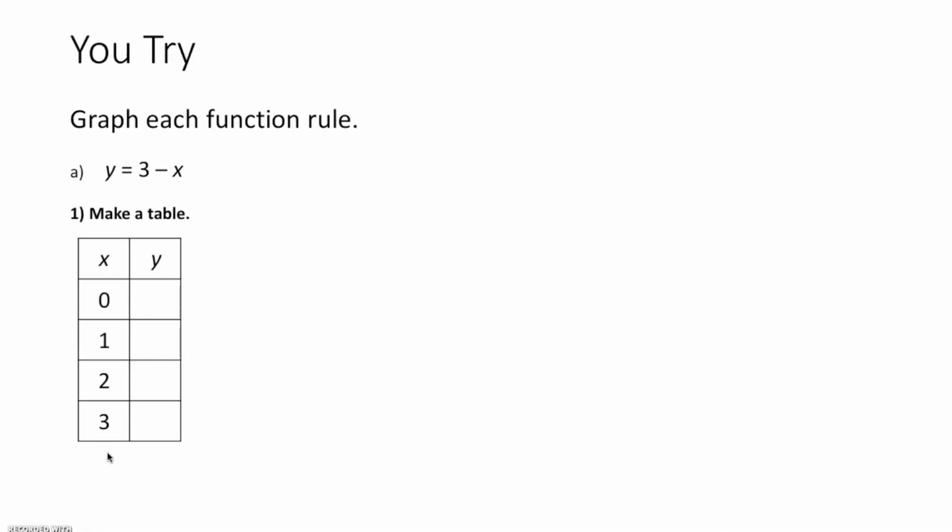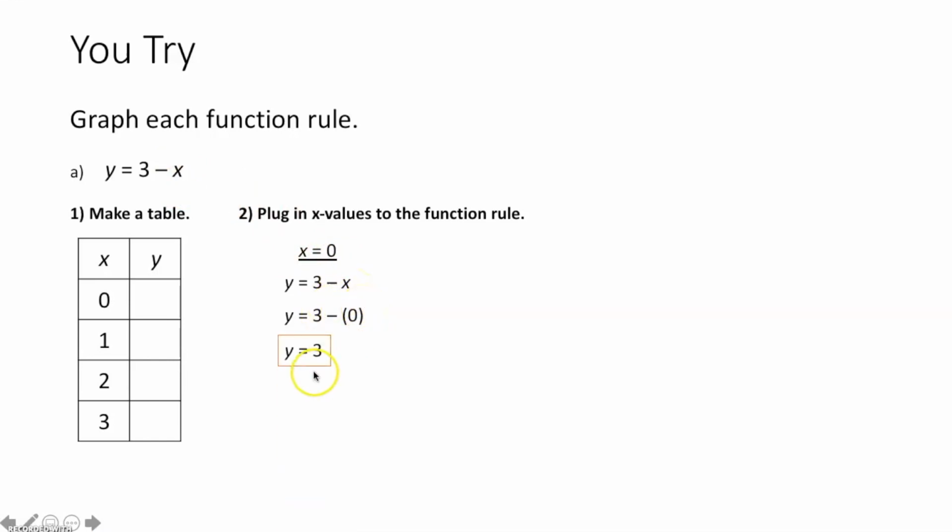That way, I know these numbers and I know they're easy to work with. So let's go ahead and do this. I'm going to take these x values and plug them in for x in my function rule, and see what y values I get. So if I take 0, plug it in for x in my original function rule, what's 3 minus 0? That's 3. So the y value that goes with 0 is 3. So I plug in 3 in my table next to 0.